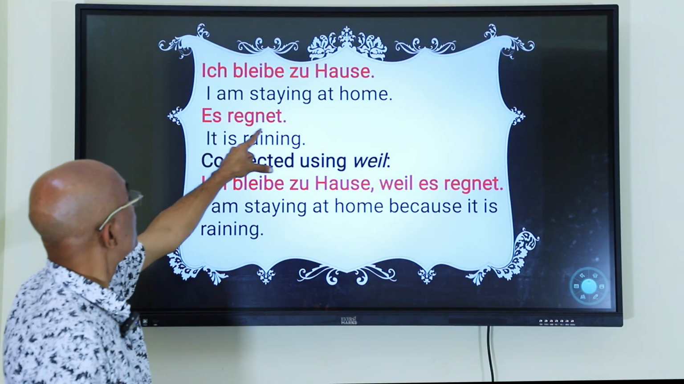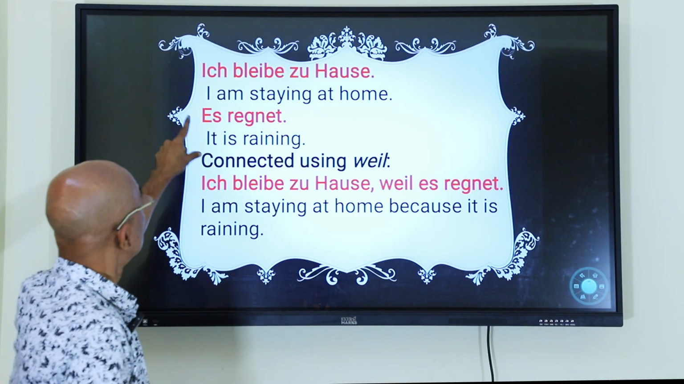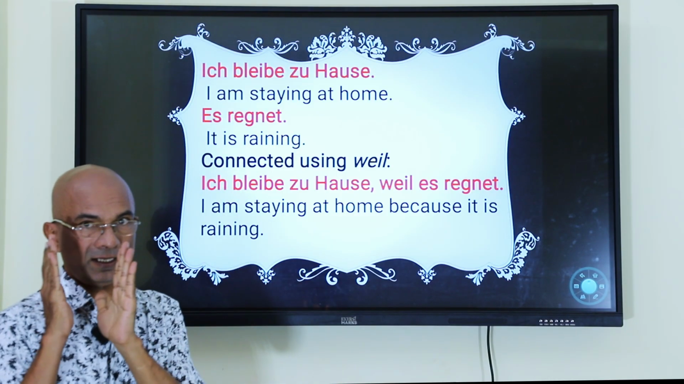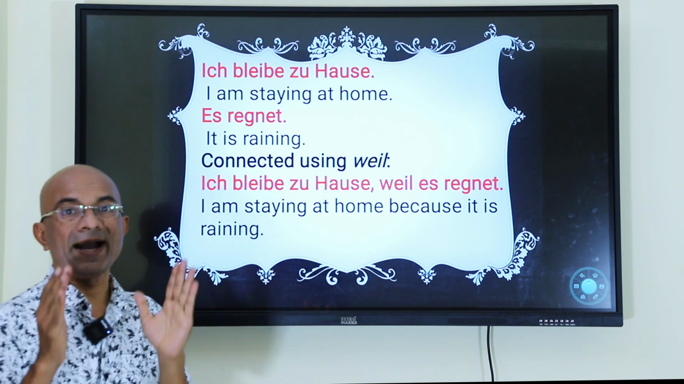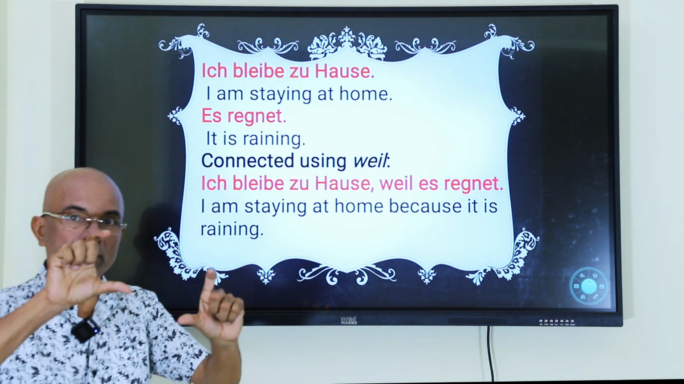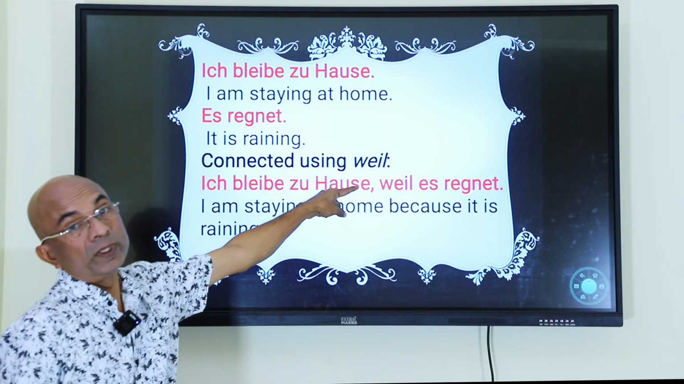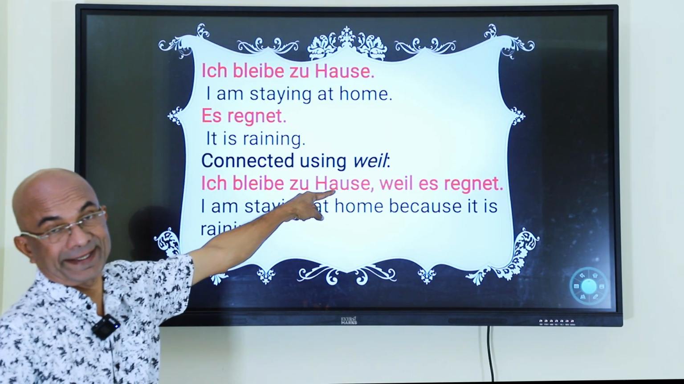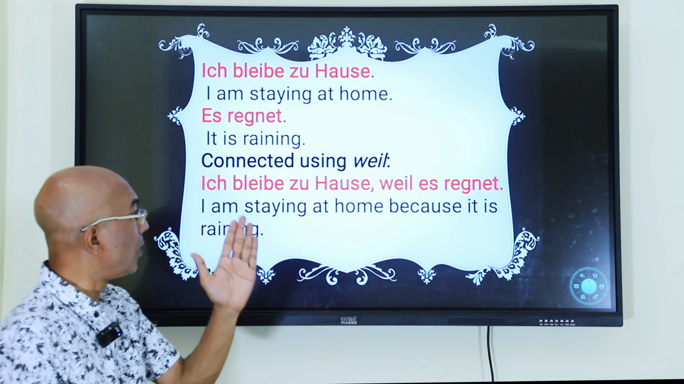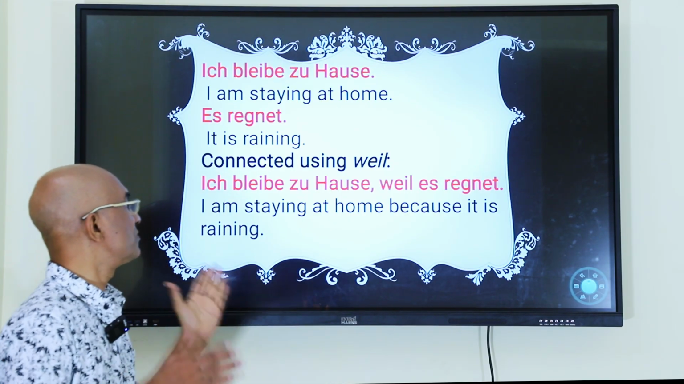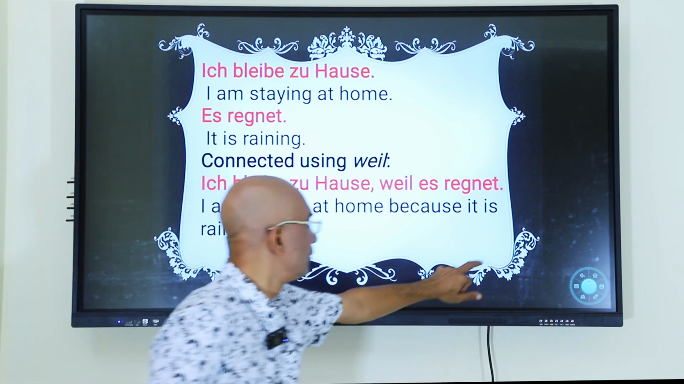Ich bleibe zu Hause, I'm staying home. That's one sentence. Es regnet, it's raining, another sentence. So, ich bleibe zu Hause, weil es regnet. We are making two sentences into one with the usage of "weil", the connector. I'm staying at home because it is raining.